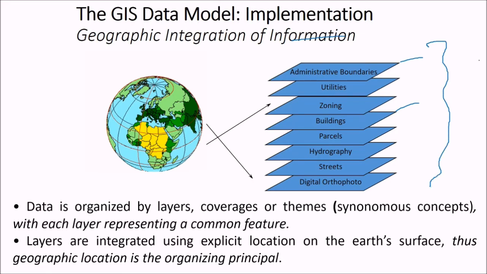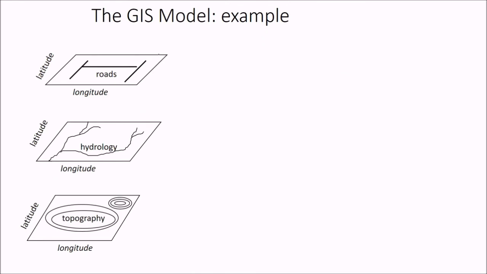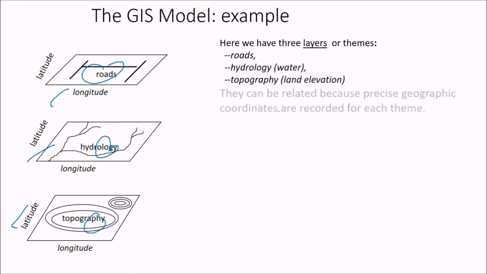Because geographic location is their organizing principle, because they are spatially referenced, they follow some CRS, a coordinate referencing scheme. So we have latitude and longitude of road, hydrology, and topography. Here we have three layers or themes: roads, hydrology, and topography. Now they can be related because precise geographic coordinates are recorded at each theme.